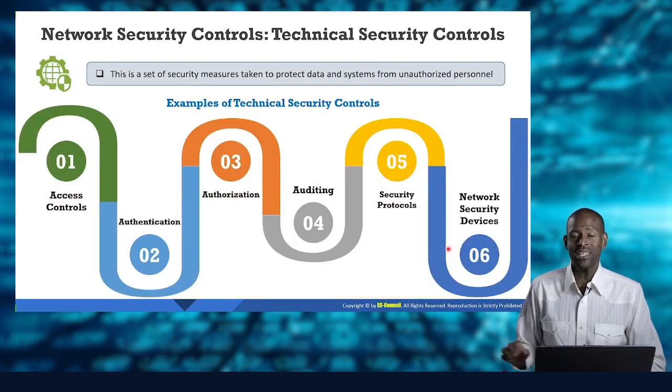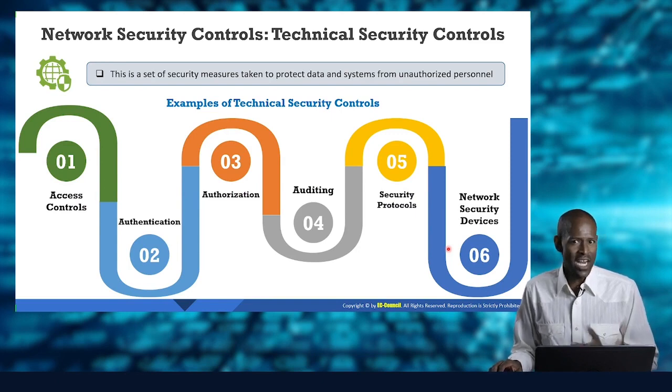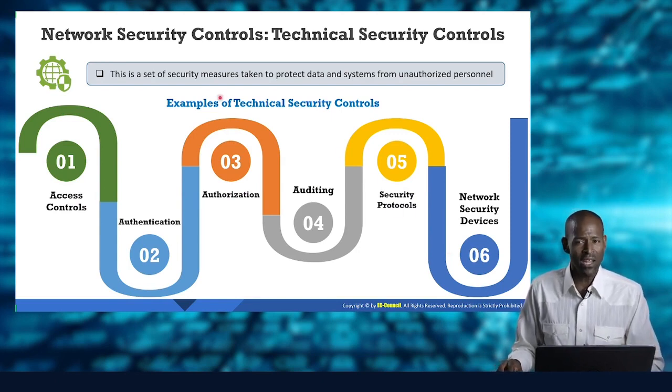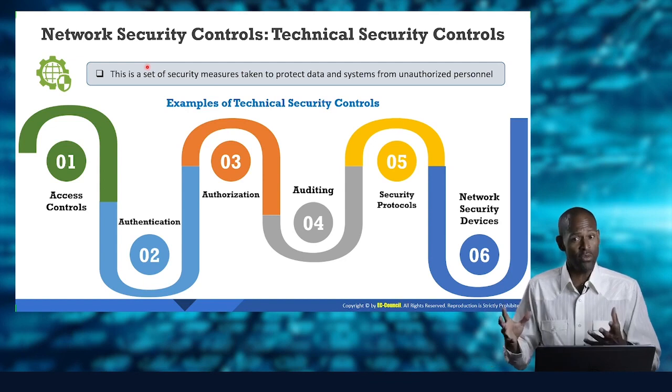Now, let's look at technical security controls. What in the world is a technical security control? It's a set of security measures that are taken to protect a system from unauthorized personnel. Look at this term right here, set. So a technical security control isn't necessarily just one thing, it's a group of things.